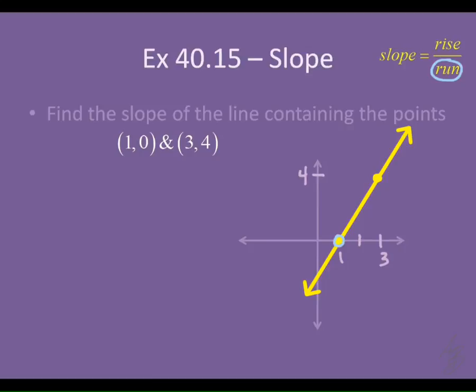Now, if we want to do rise over run, we want to go up first or down. Which way should we go, up or down? Up. How far do I have to go up before I get to the other point?